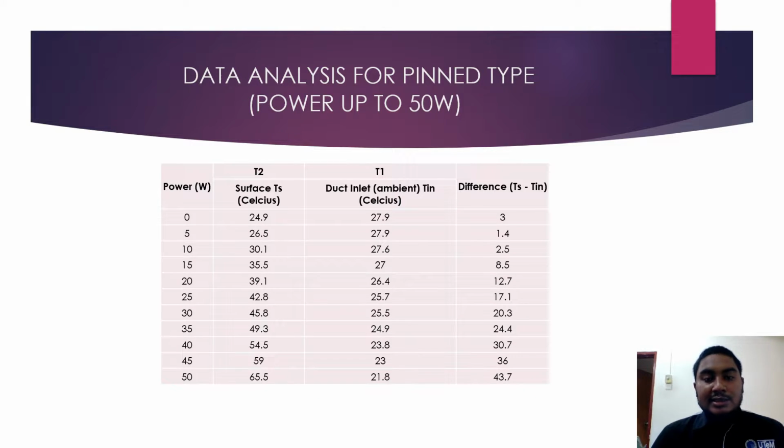So data analysis for pin type, the power goes from 0 up to 50 watt, we will go up by 5, 10, 15, 20, 25, 30, 35, 40, 45 until 50. So we will compare the surface, that is at 0 we will get 24.9, and the duct inlet will get 27.9. So we will compare the difference, that is Ts minus T in, so we will get 3. So in this experiment we can conclude the more power will get the higher temperature.